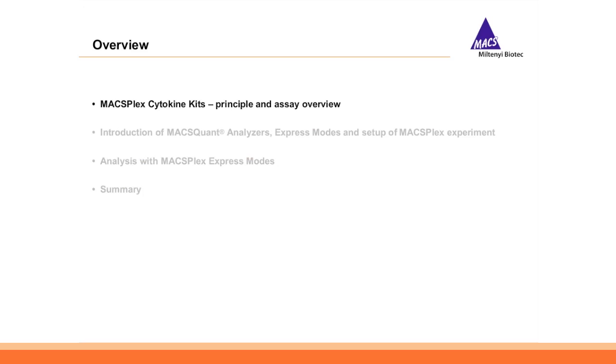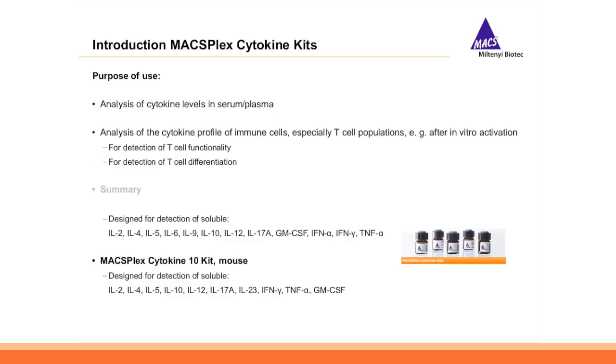Okay, let's start. I'd like to start with the principle and assay overview of our MACSPlex Cytokine Kits. What's the purpose of use of our kits? You can use them for the analysis of cytokine levels, for example, in serum or plasma or cell culture supernatant. And you can use the kits for the analysis of cytokine profiles of immune cells, especially of T-cell populations, for example, after in vitro activation.